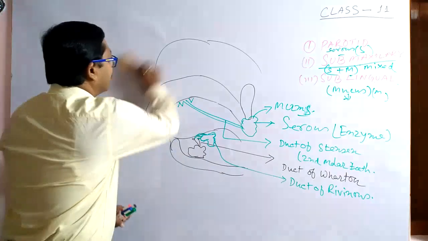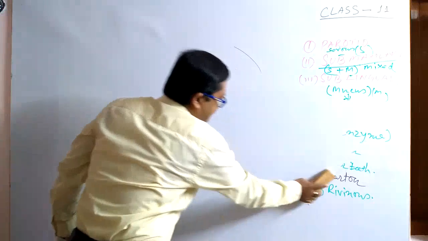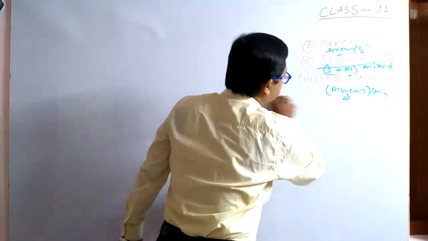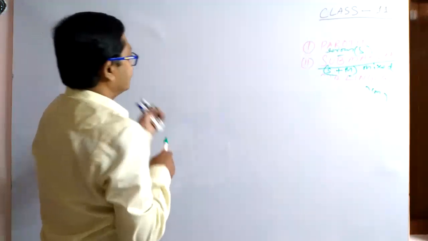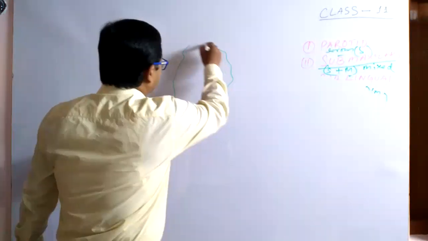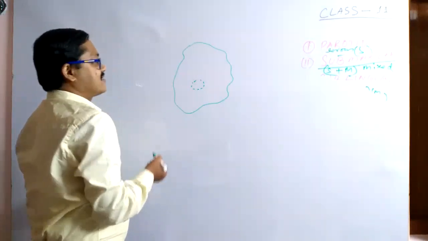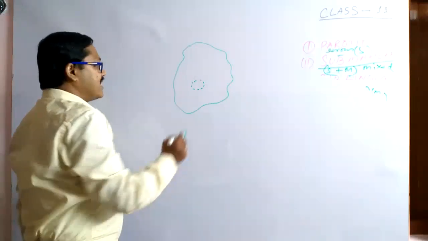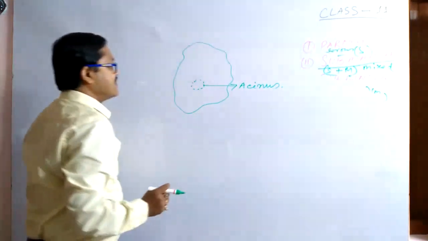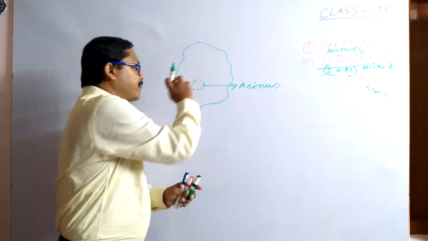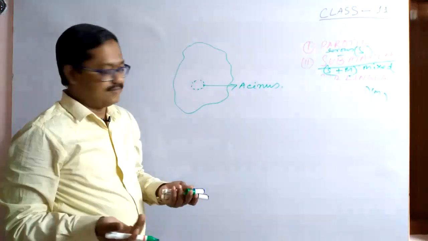Now we shall draw the internal structure of the gland. Which cells constitute these glands, and what is the arrangement of the cells within the gland? Suppose this is a gland. The gland contains several zones. The secretory unit of the glands is called the acinus, a group of cells that secrete serous fluid or mucus.